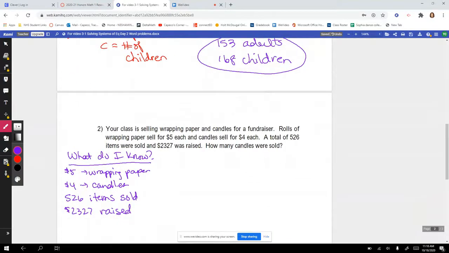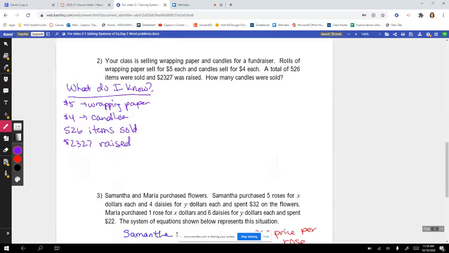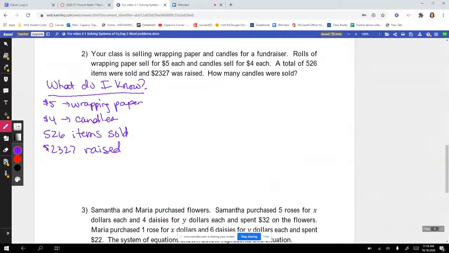All right, let's look at our next one. The next one we're talking about, this happens a lot, right? All our fundraisers that we do for activities or our sports that we have, music situations, and trying to raise some money. So it says your class is selling wrapping paper and candles for a fundraiser.